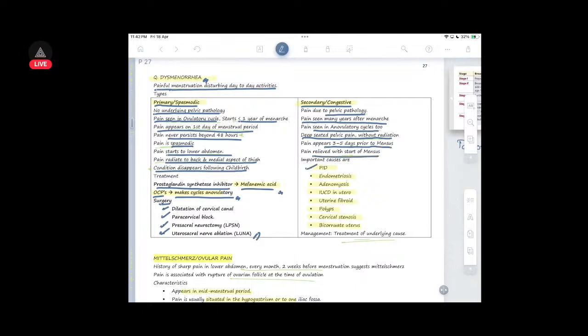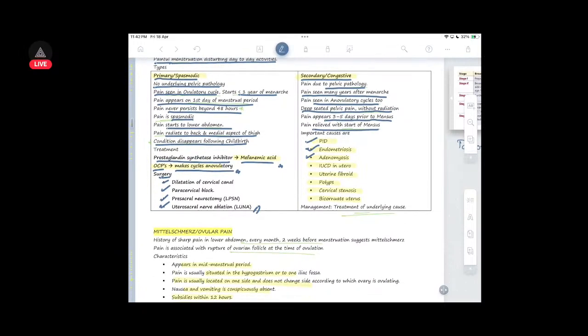Important causes are pelvic inflammatory disease, endometriosis, adenomyosis, IUCD in utero, uterine fibroid polyps, cervical stenosis, and bicornuate uterus. Management is treatment of the underlying cause.